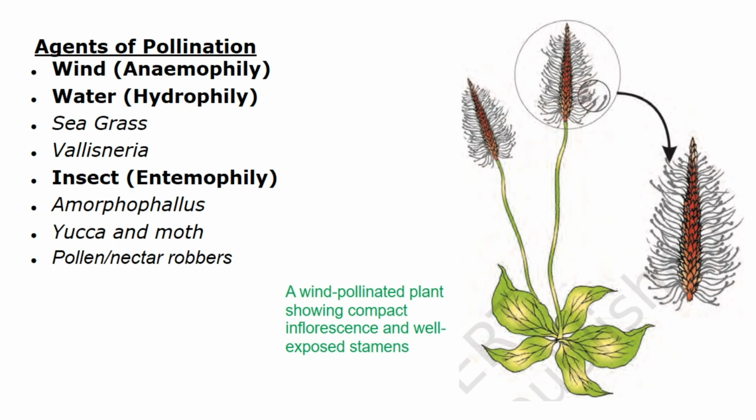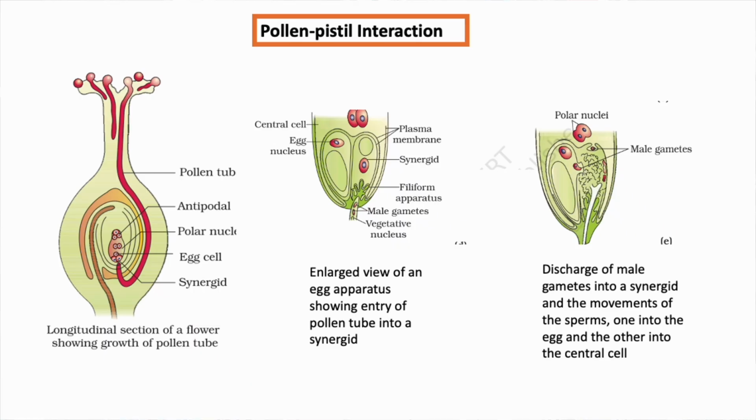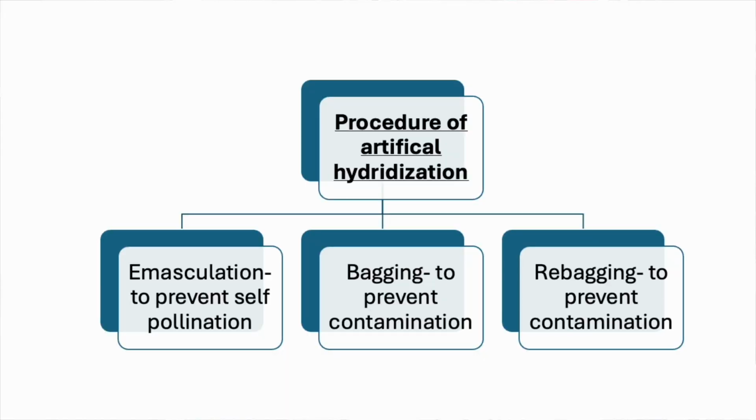The inflorescence and the well-exposed stamen, which is given in the textbook. Learn different outbreeding devices and remember to note which of these outbreeding devices can prevent autogamy and which can prevent autogamy and geitonogamy. Under pollen-pistil interaction, learn the process of chemotropism happening and the diagram. Then the process of artificial hybridization, which involves emasculation, bagging and rebagging, the process and the significance of these processes.